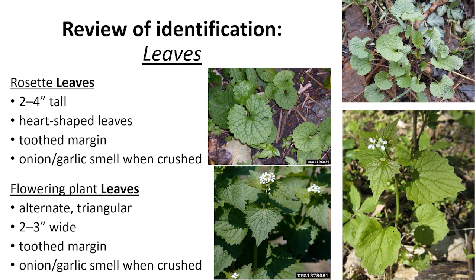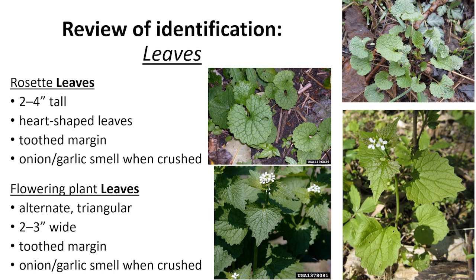You will notice that they do have this toothed margin that can be quite variable. And when you crush the leaves, you'll actually get a distinct onion or garlicky smell. I can see a couple pictures in the upper right-hand corner of what those heart-shaped rosette leaves look like. They often can also look fairly crinkled because of the veination.